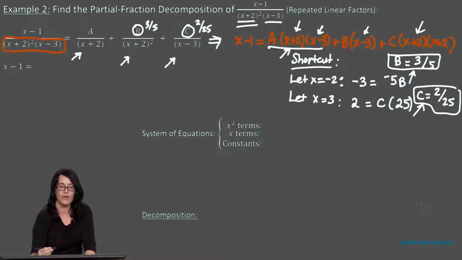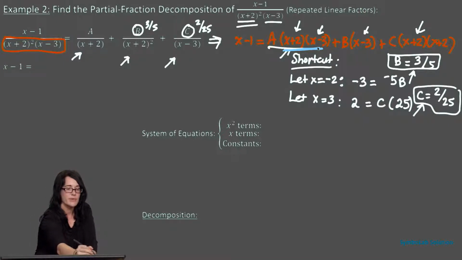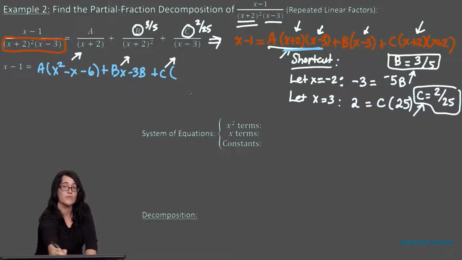So to get started, we would need to FOIL out our 2 binomials there. So we would have a next to what? Well, I would have x squared. I would get negative 3x plus 2x, which is negative x when I combine, and negative 6 for my constant. Then I would distribute the b, getting bx minus 3b. You could take your time, I'm going a little fast. And then you would have your c next to the result of FOILing out x plus 2 times x plus 2. So we get the trinomial x squared plus 4x plus 4.